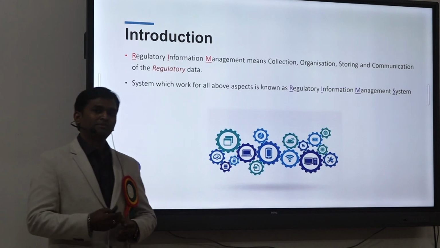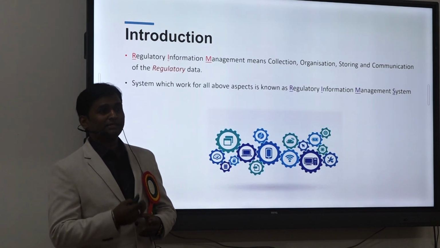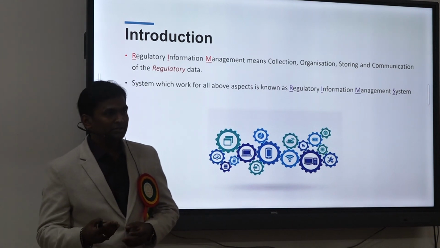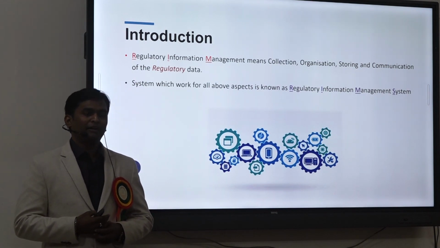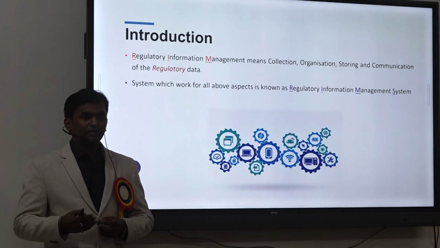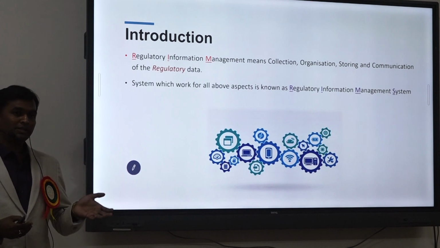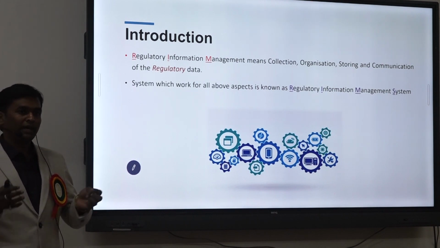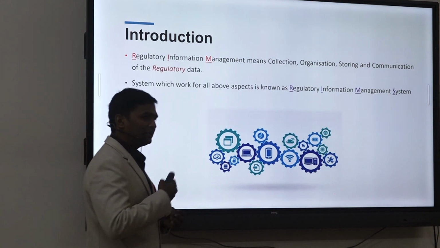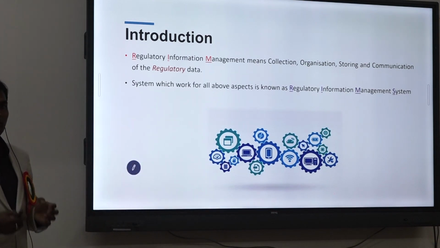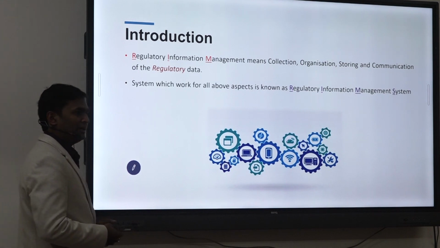Sometimes, as a regulatory professional, as Amit sir said, we have to communicate with different people from different organizations, different affiliates, and health authorities. Regulatory information management is such a tool, or system, where we have to get that information and communicate with different stakeholders. And the system that works for regulatory information management is RIMS.